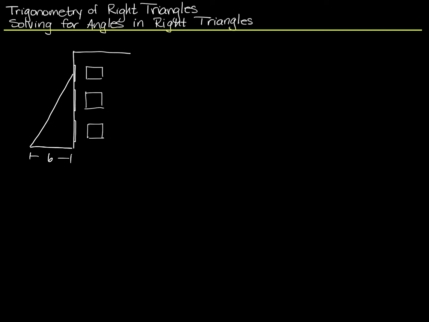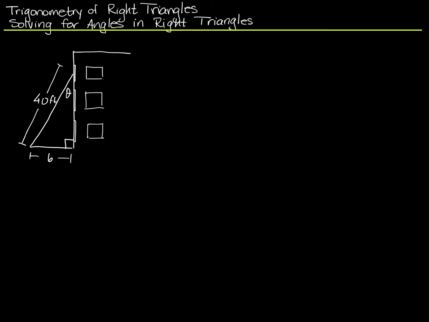What is the angle formed by the ladder and the building? That's this angle here. The diagram in your textbook does a pretty good job of giving you all the information that you need to solve this problem. But here are a couple of things that we assume when we see a problem like that. One is that this is a right angle.